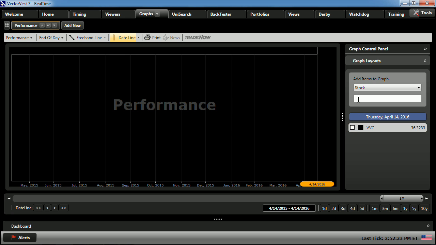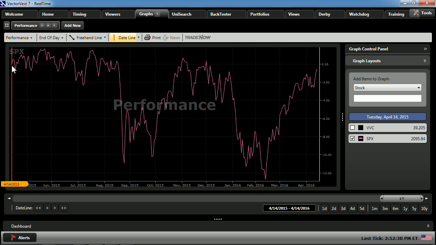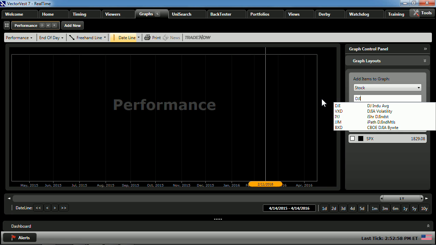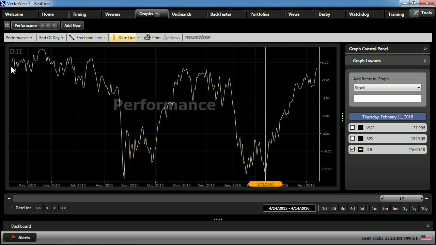If I uncheck the VVC, we can also add on the SPX to look at the S&P 500. 1 year ago, it was at 2,095. It did have a significant drop-off through August of 2015 and hit its absolute low on February the 11th as well, and has taken off to the upside so far. And we'll also put on the Dow Jones Industrial Average and see that 1 year ago it was at 18,112, and the Dow actually hit two bottoms. On August 25th, it hit 15,666, and then on that date of February 11th of 16, it hit a low of 15,660.